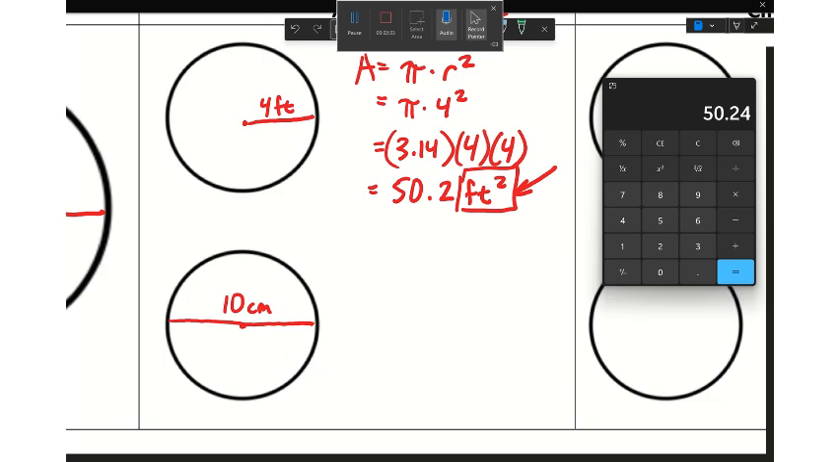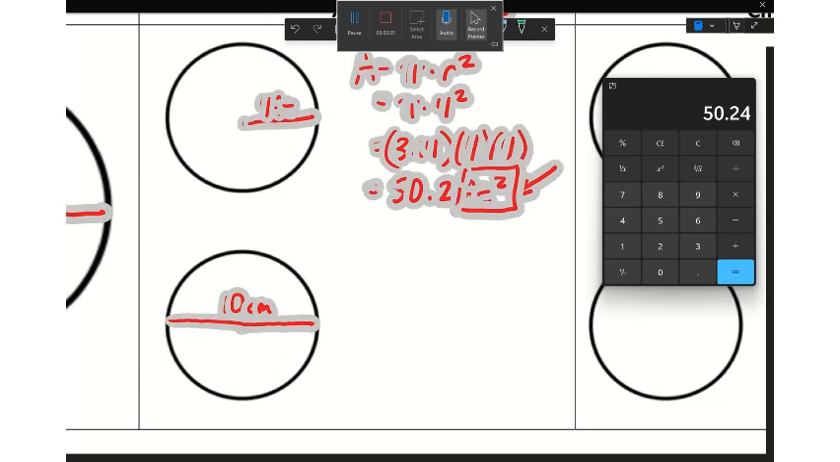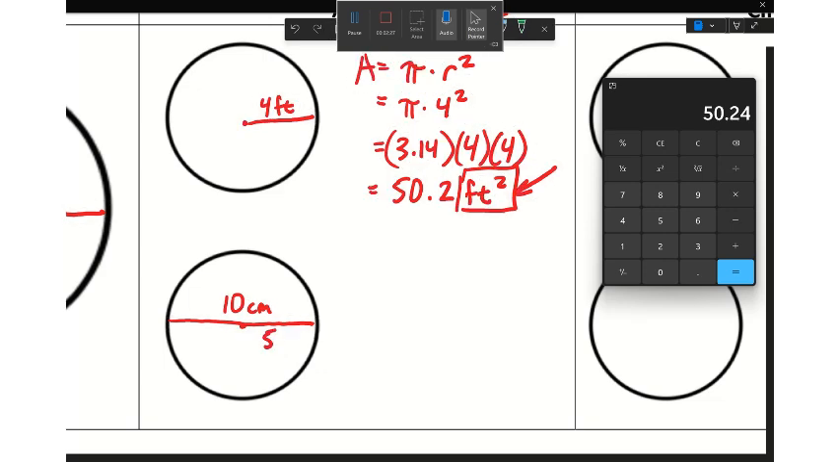Since the diameter of this circle is 10, I know that a radius would actually be half of that, which would be 5 centimeters. So now using my formula, area is equal to pi times radius squared. All I'm going to do now is plug in what I know. I know that my radius is 5, aka half that 10, and now I have my expression pi times 5 squared.